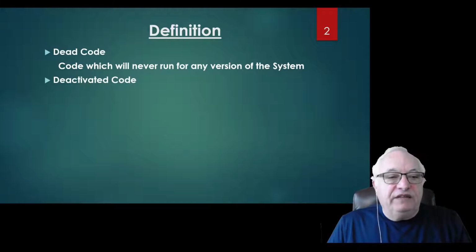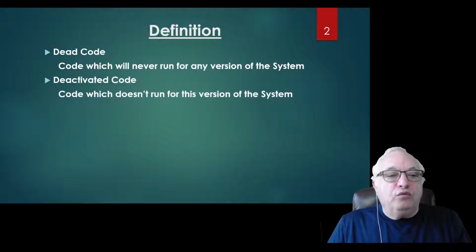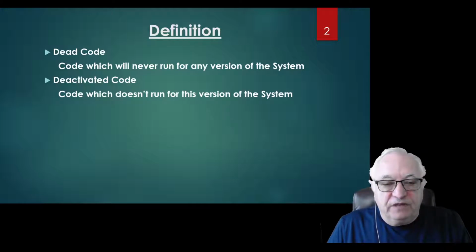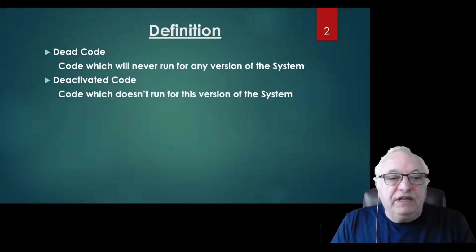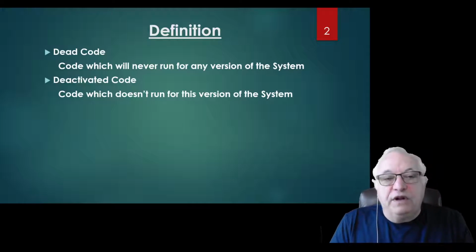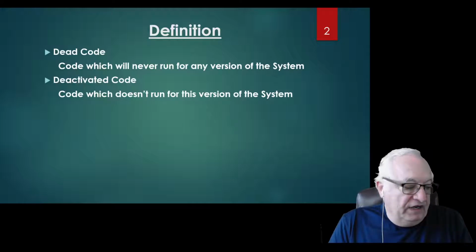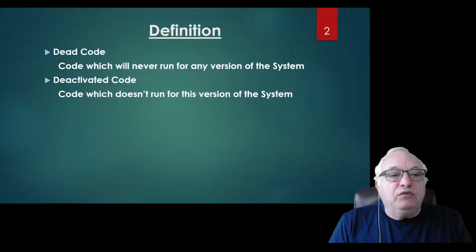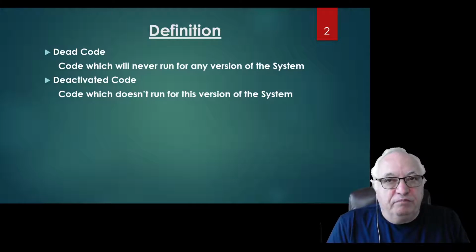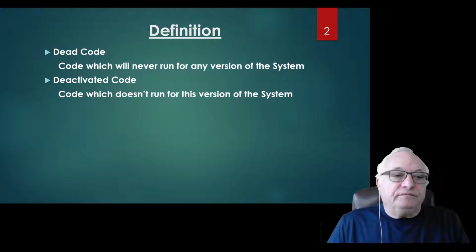Next, the deactivated code. Code which doesn't run for this version of the system. So let me give you an example. For example, if you have an application that comes in two flavors, one is the basic and the other one is the premium. So if you buy the premium, then they would activate certain portions of the program, so you would get more applications as opposed to if you buy the basic.